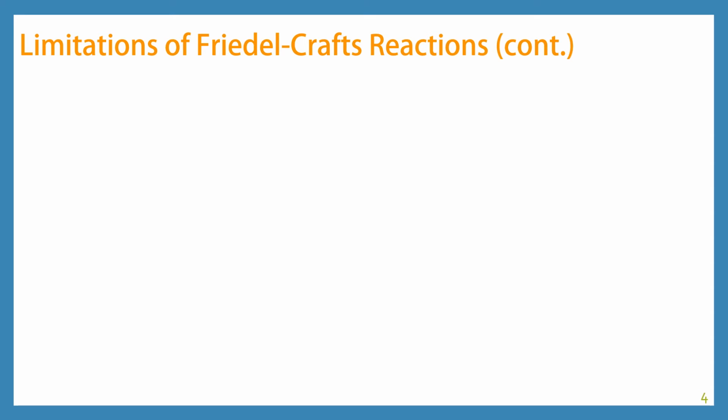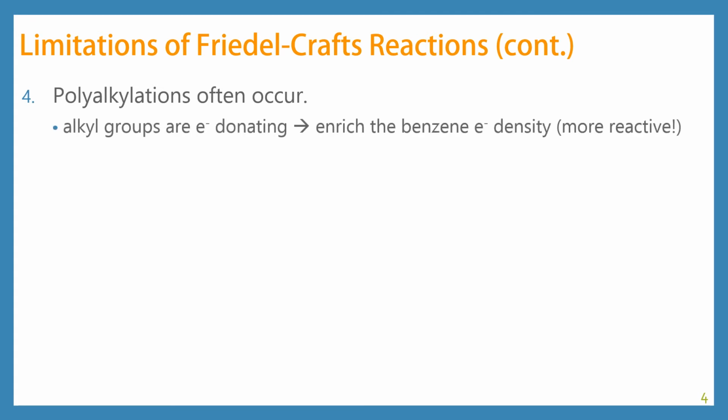Our next limitation is that polyalkylations often occur. The issue being that alkyl groups are electron donating, which means that they enrich the benzene electron density and make the benzene ring more reactive. So you add on one alkyl group and any remaining alkyl starting material is going to continue to react with the benzene ring.